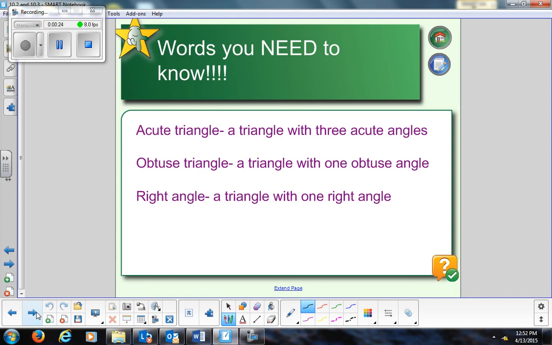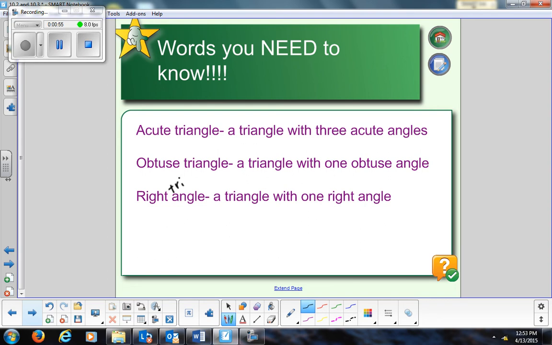You already know an acute angle. It's the same thing. An acute triangle is a triangle with 3 acute angles, so 3 angles smaller than 90 degrees, or a right angle. An obtuse triangle is a triangle with 1 obtuse angle. An obtuse triangle can only have 1 obtuse angle. And then a right triangle is a triangle with 1 right angle.